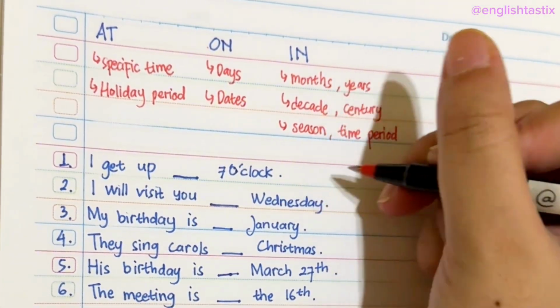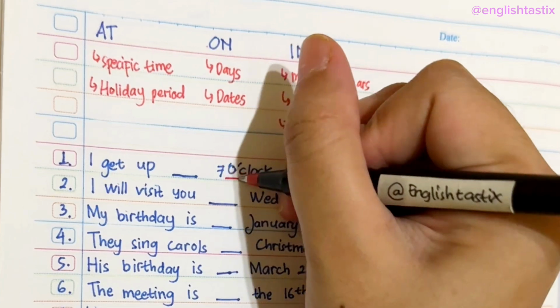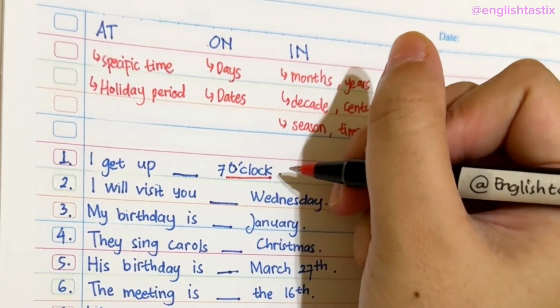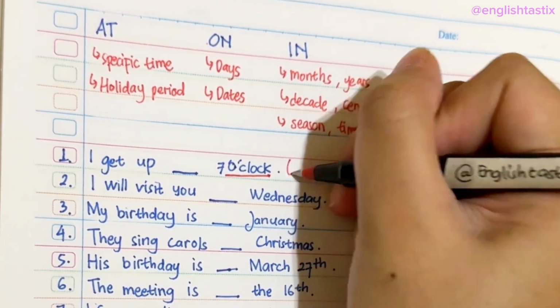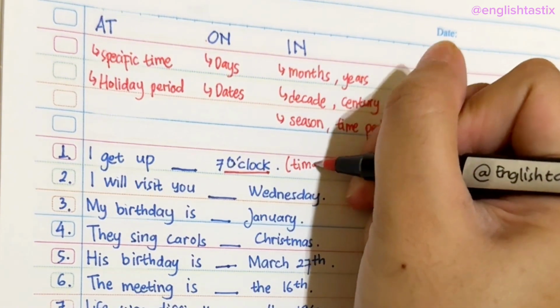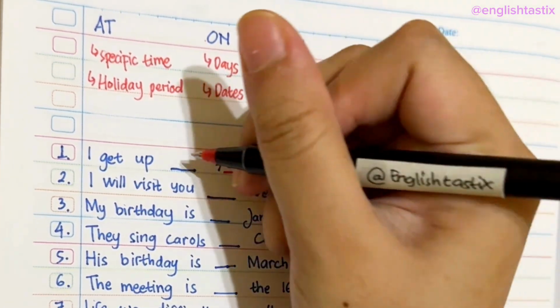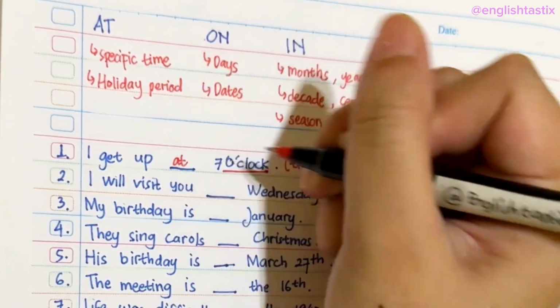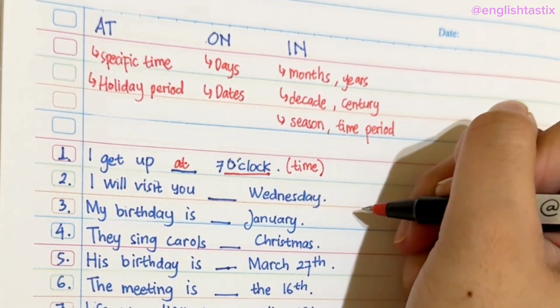Okay, let's see some examples here. I get up blank 7 o'clock. The keyword here is 7 o'clock. It is a specific time, so the answer is at. I get up at 7 o'clock.